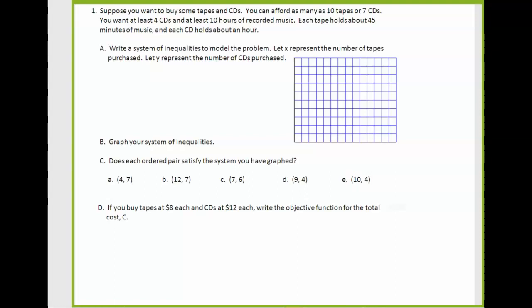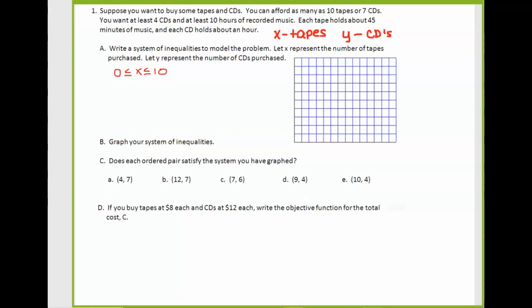So we will say that X is tapes. And we'll say Y is CDs. And we know that we want at most 10 tapes. So you have 0 less than or equal to X less than or equal to 10, because again, we cannot buy negative tapes. So tapes has to be greater than 0, but less than 10.